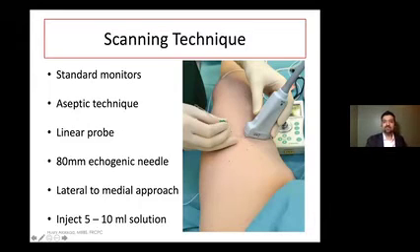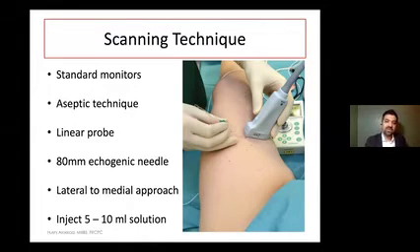So the scanning technique: of course, the standard monitors, aseptic technique. The patient would be lying supine and the leg is slightly externally rotated. I don't know if my mouse pointer is shown, but this is the knee, and this is where you find the femoral nerve. So the crease, sorry, he's doing it midway. Look at this linear probe. This is an 8 centimeter needle, echogenic needle if possible. A lateral to medial approach with the ultrasound facing you on the other side.